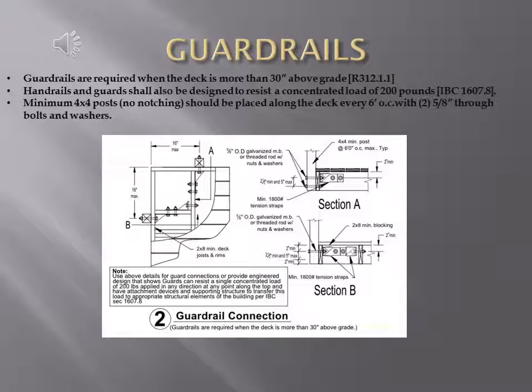Note the drawing below. The drawing shows the details for the guard connections and provides an engineered design that shows that the guard can resist a single concentrated load of 200 pounds applied in any direction at any point along the top, and has attachment devices and supporting structure to transfer this load to the appropriate structural elements of the building per the IBC Section 1607.8.